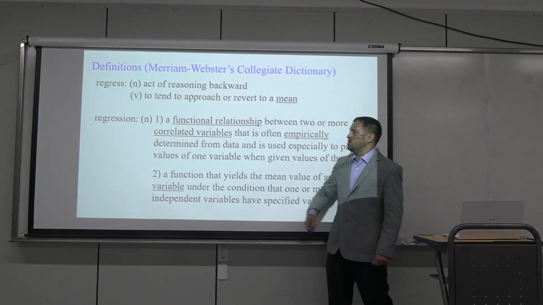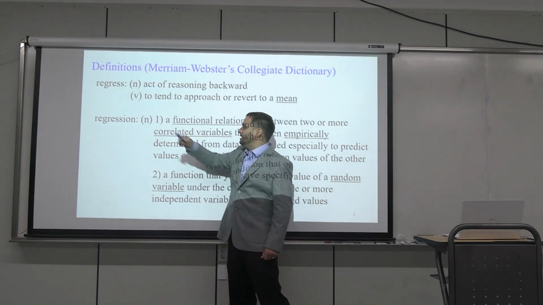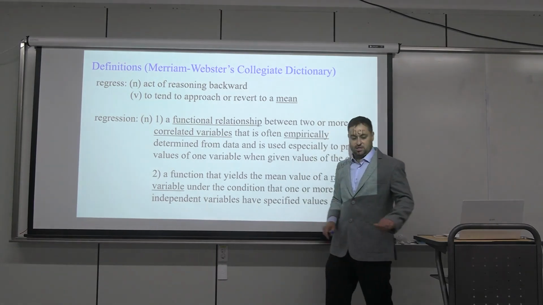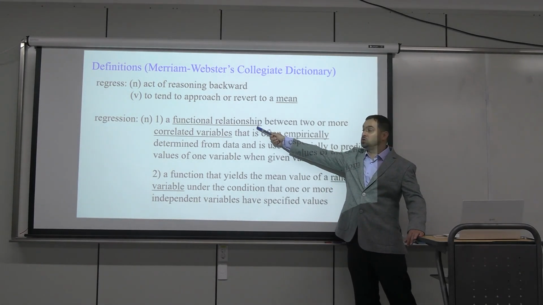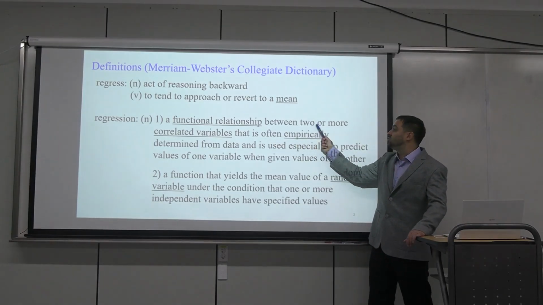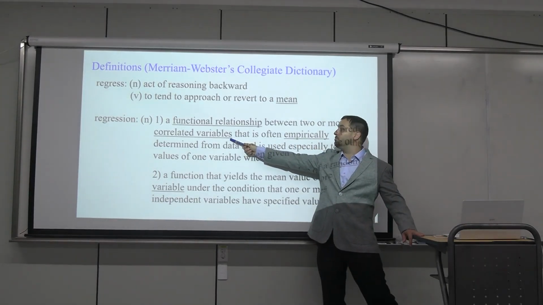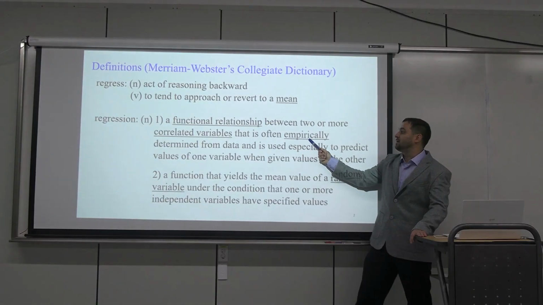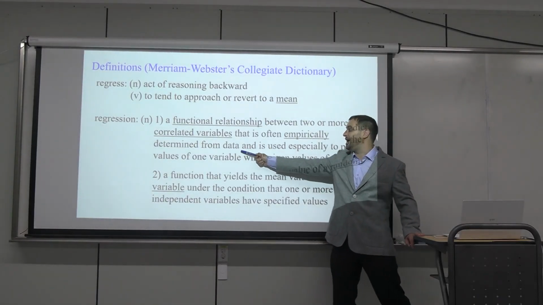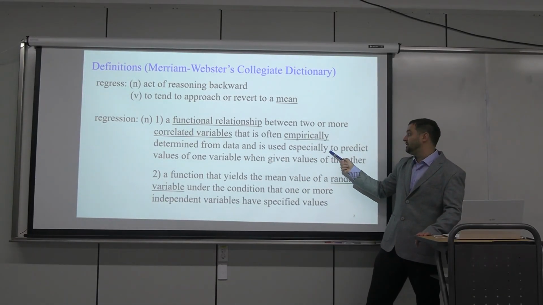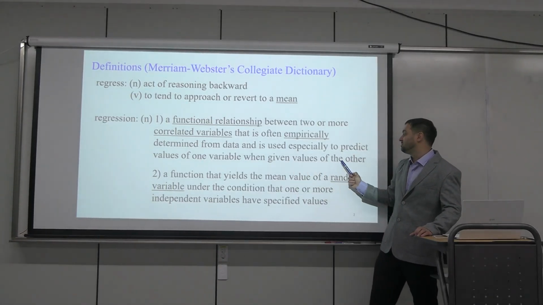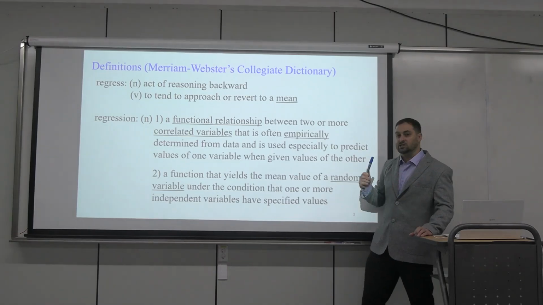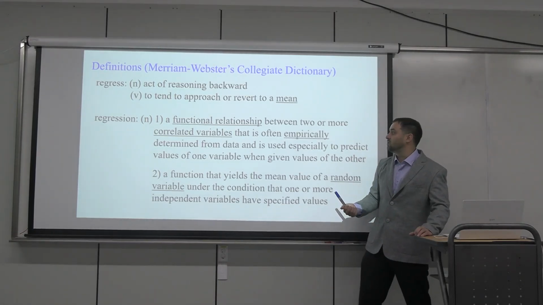Now the word regression is a noun, and there are two definitions. The first definition is a functional relationship between two or more correlated variables that is often empirically determined from data and is used especially to predict values of one variable when given the values of the other. So a regression is a functional relationship between two or more variables.